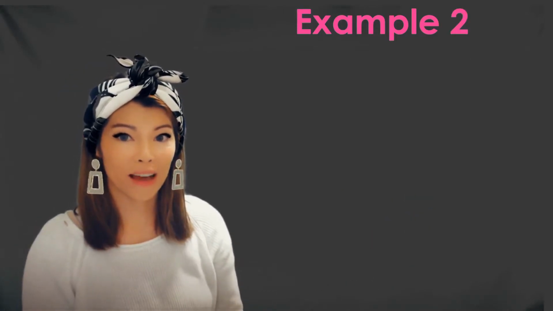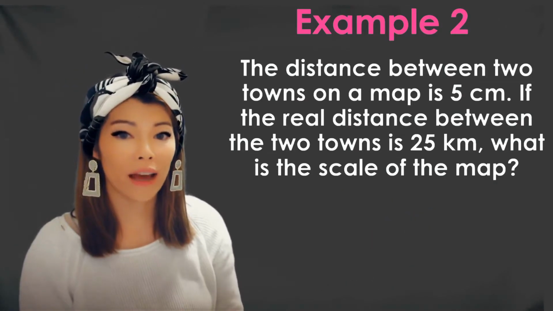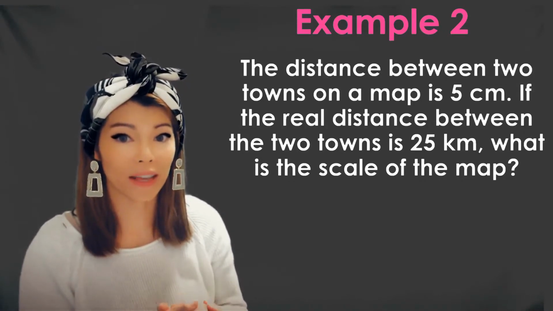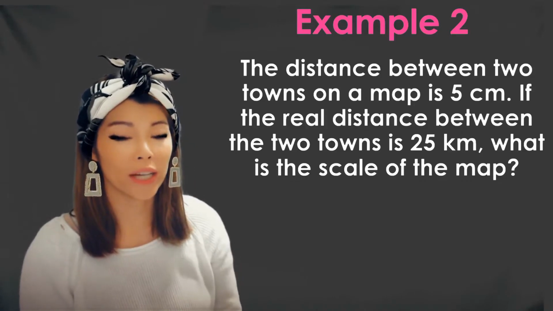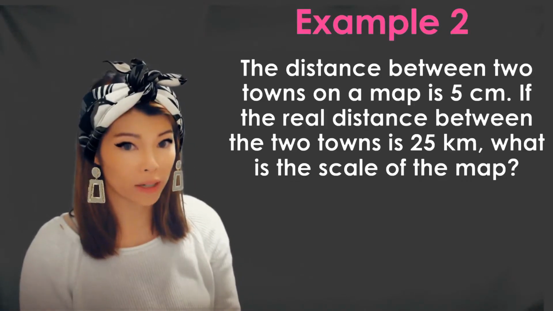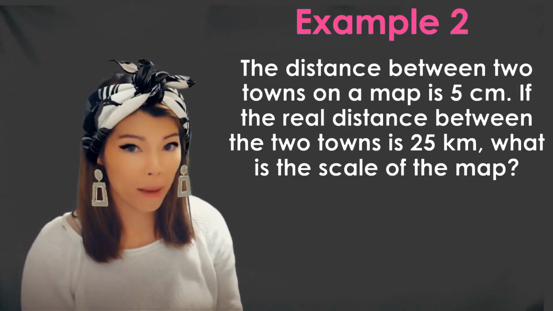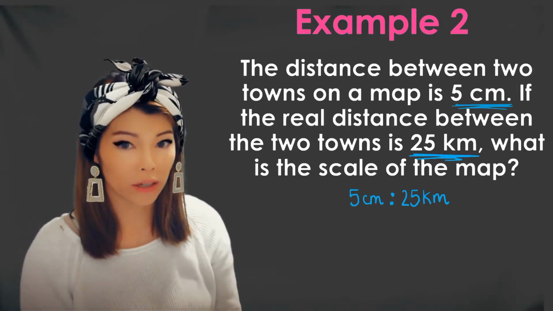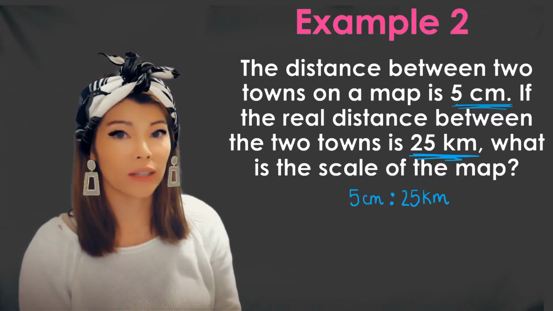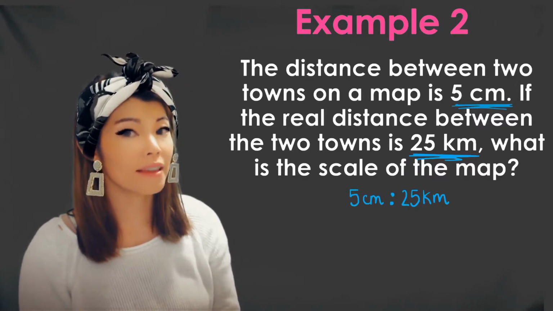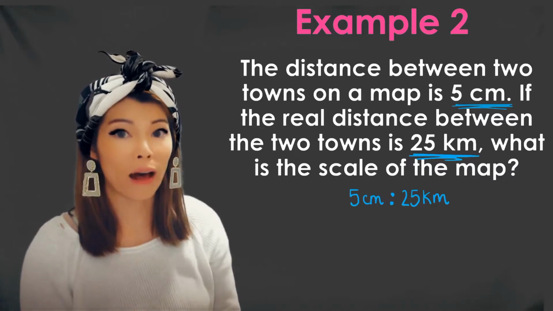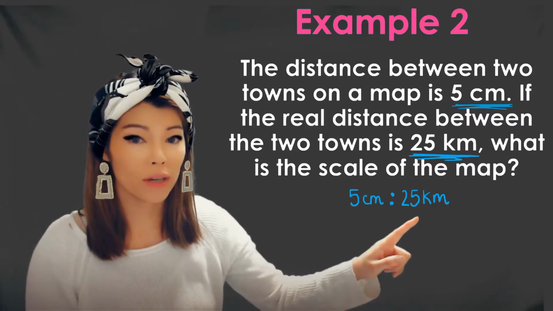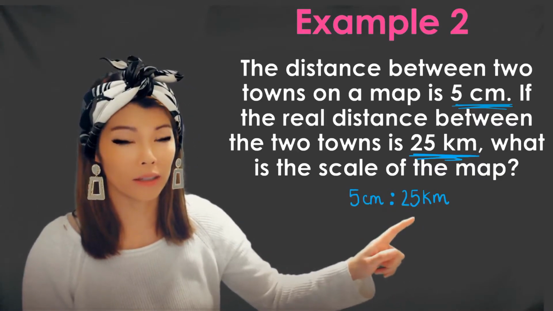Let's do another example. We have the distance between two towns on a map to be 5 centimeters. So on a piece of paper, it's 5 centimeters. If the real distance between the two towns is 25 kilometers, what is the scale of the map? So we write it out, 5 centimeters and 25 kilometers. And then we have to convert to the same units. And we always pick the smaller unit because it helps eliminate any decimals. So now instead of writing 25 kilometers, we're going to convert that into centimeters. How do we do that?